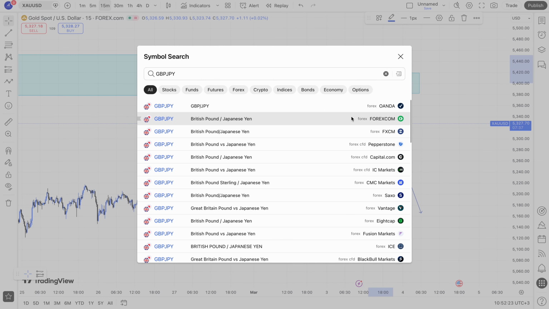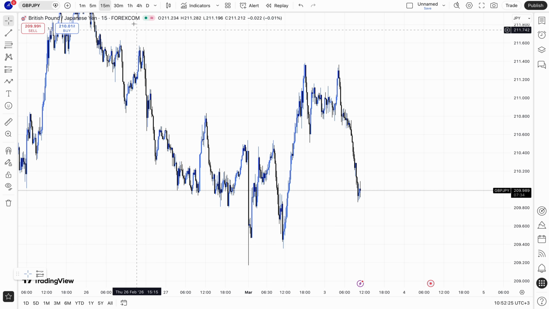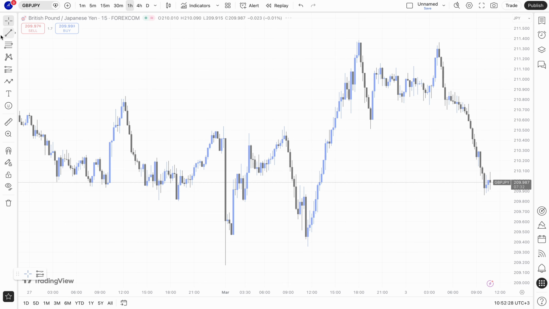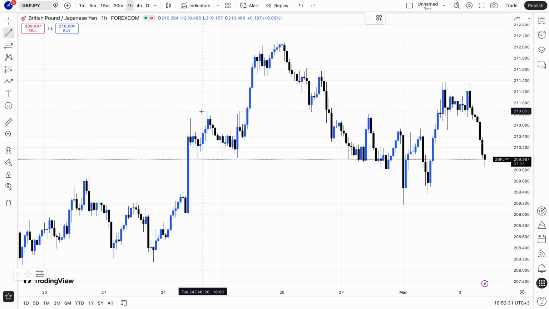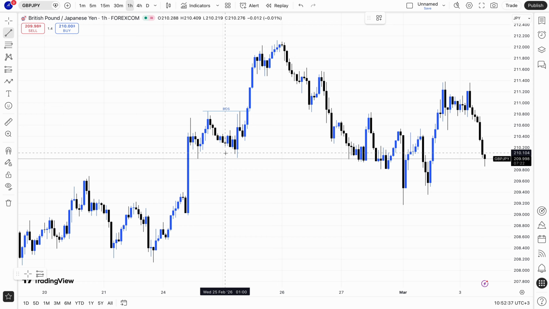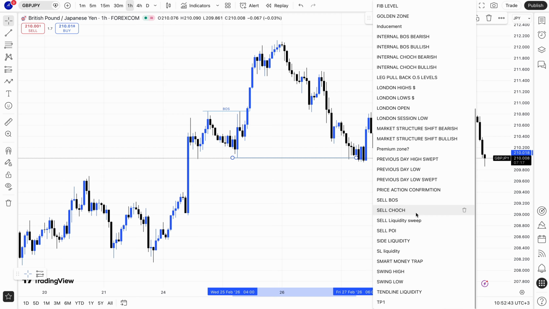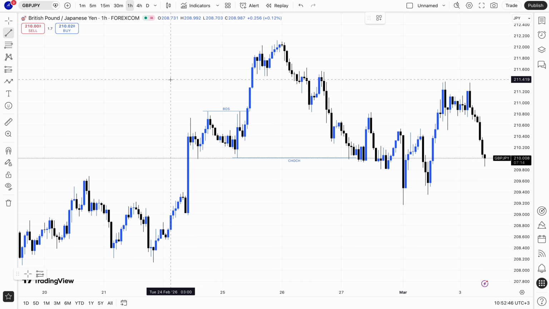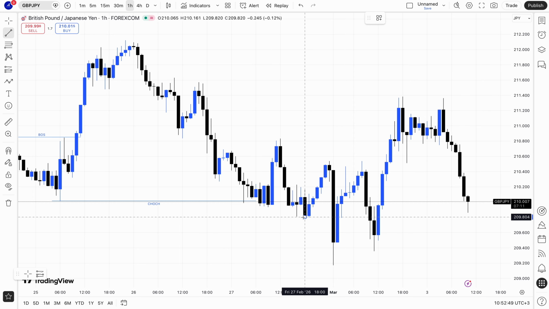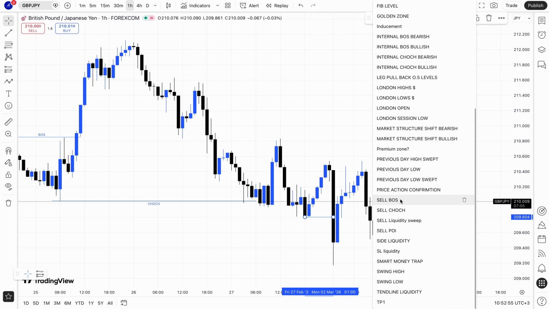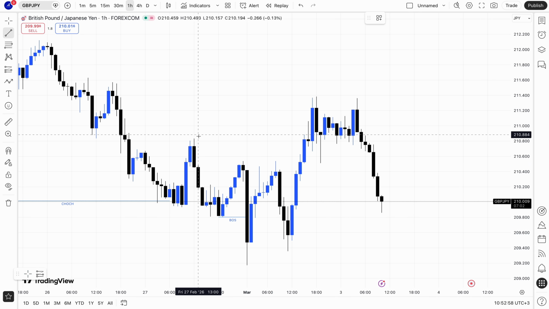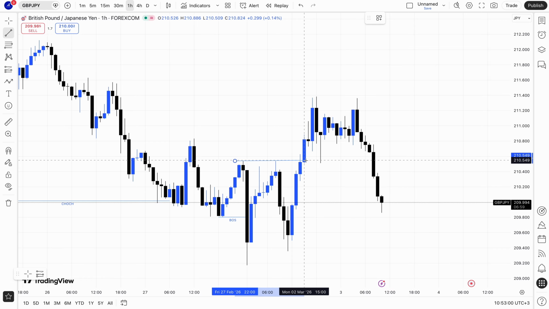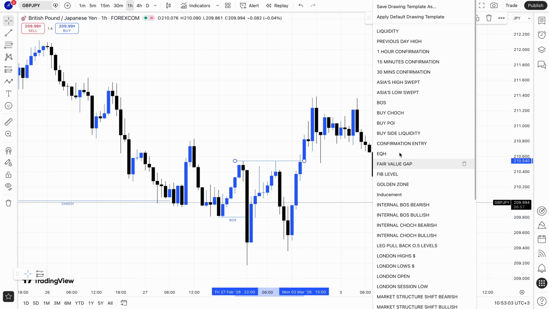Then for GBPJPY, super clean price action. If you remember, we had our break of structure here, and then we had our change of character to the downside. Then we had our break of structure here. And then we had our change of character to the upside.